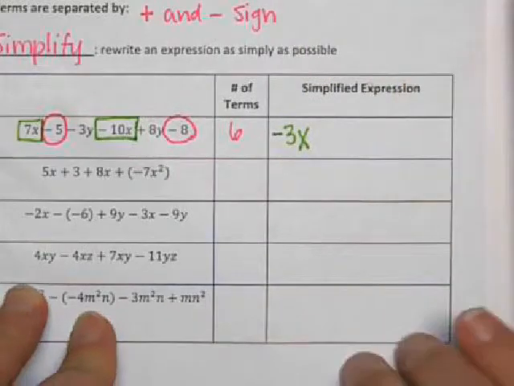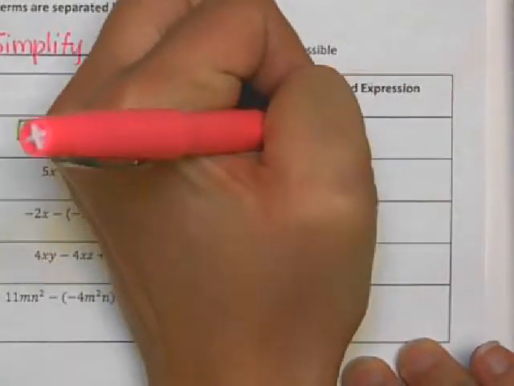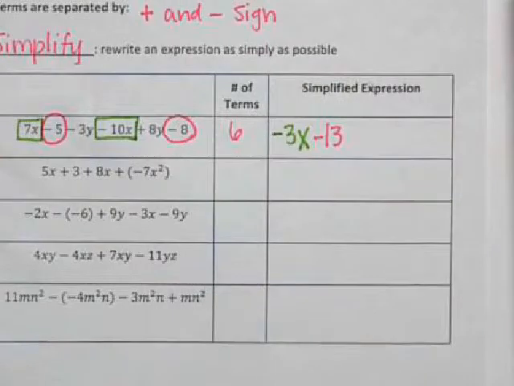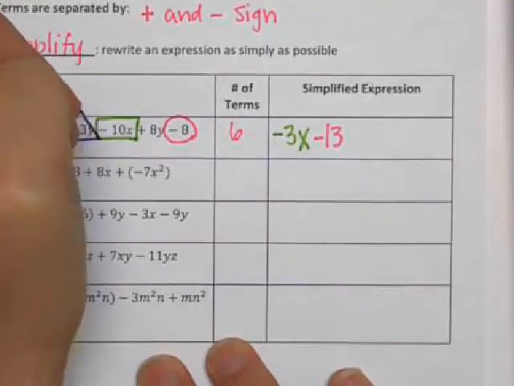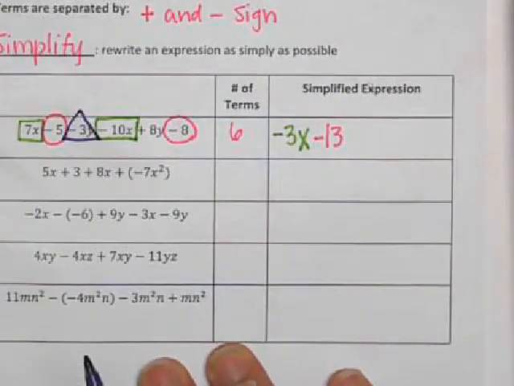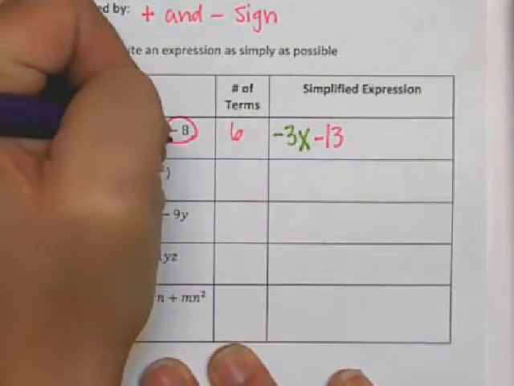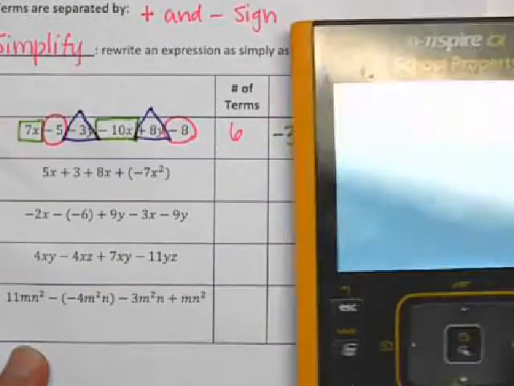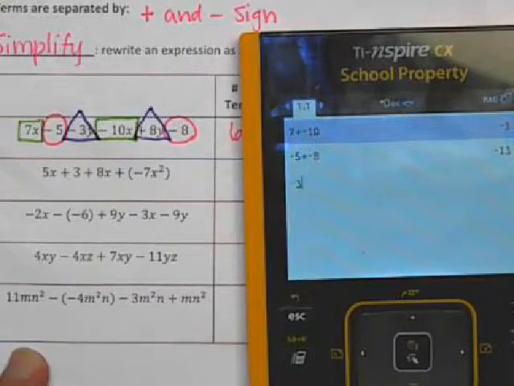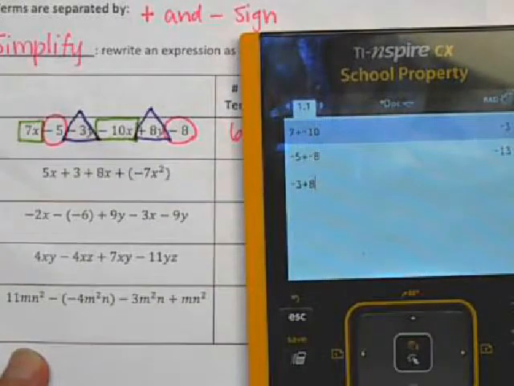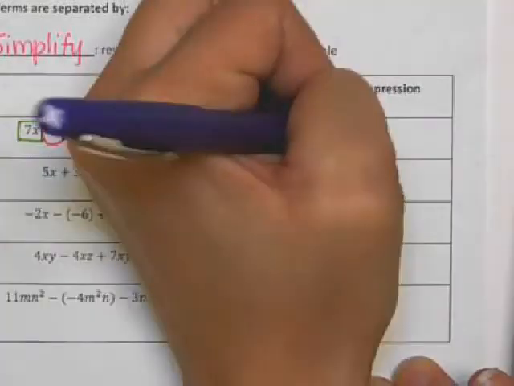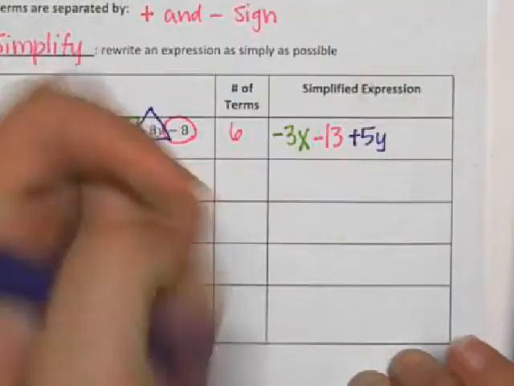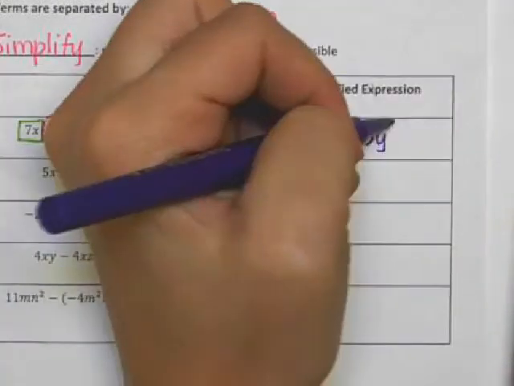And neither one of these has a letter with it, so it's just going to be negative 13 or minus 13. Same thing. Then I'm going to put a triangle around my next term, negative 3y, and its like term is a positive 8y. They have the exact same letter, so I'm going to combine them, which is add. So negative 3 plus 8 gives me 5, and they both have a y, so I have to put a plus 5y. And this is my answer.